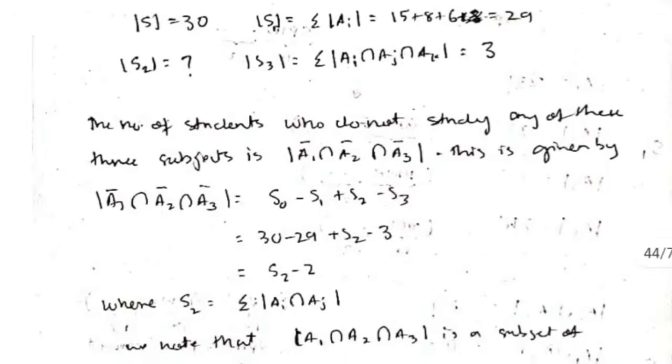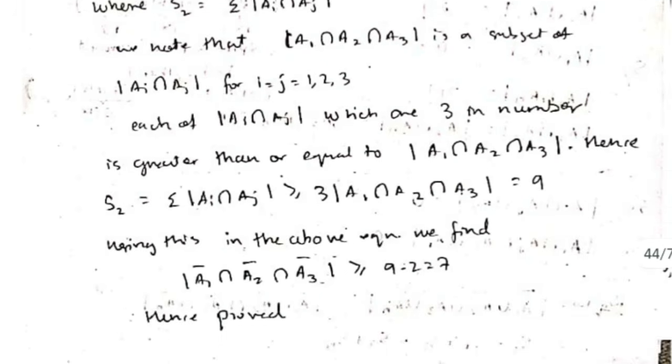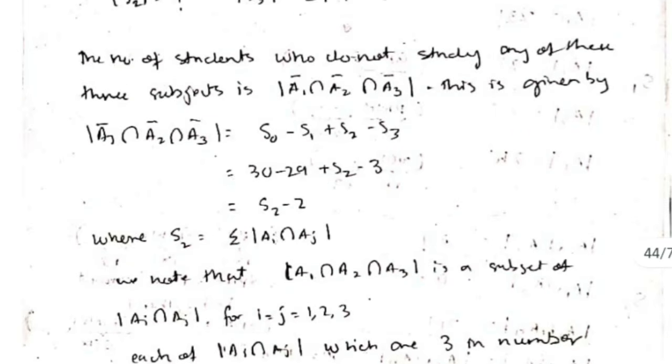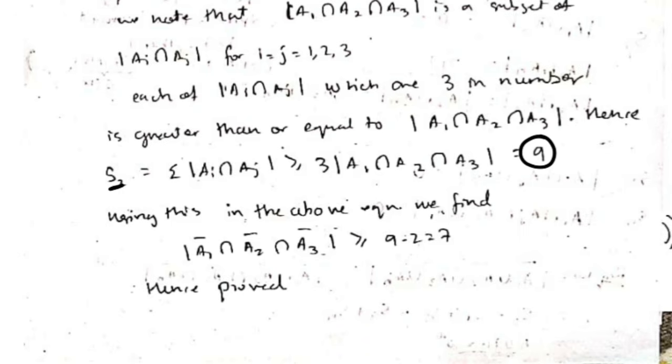Now we have to prove that at least 7 or more students study none of these subjects. For that the formula will be used, which is a1 bar intersection a2 bar intersection a3 bar, that is nothing but S0 minus S1 plus S2 minus S3. Since we know the value of S0, S1 and S3, we'll write this and simplify it, and we get the expression S2 minus 2. So this will be anyway greater than this, that is 3 into 3, which is 9. So at least 9 will be there. S2 will be at least 9 or more.